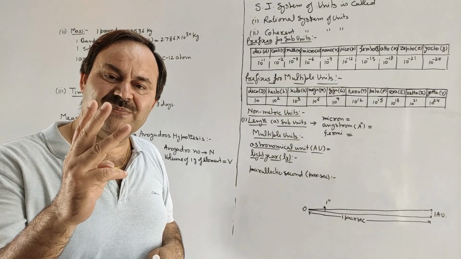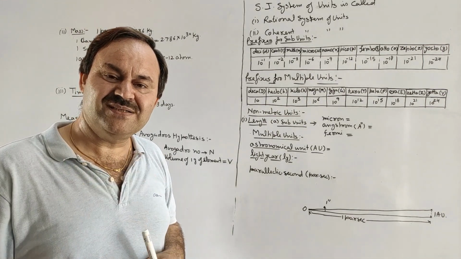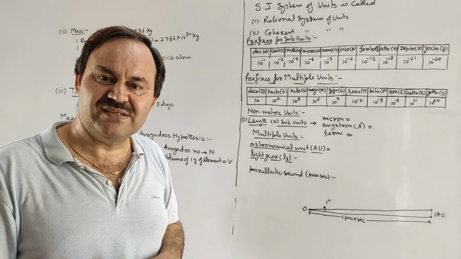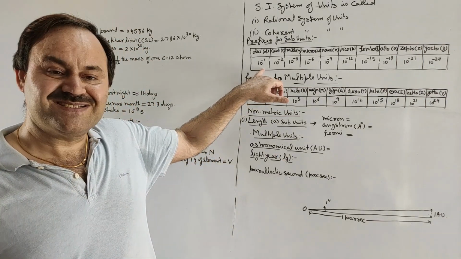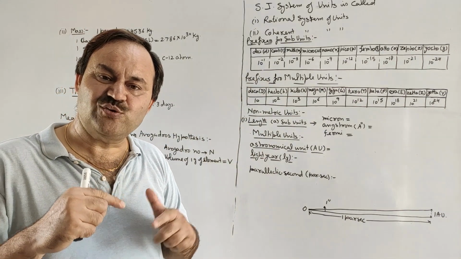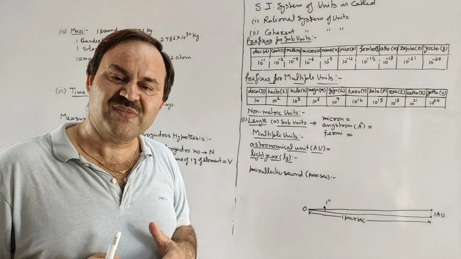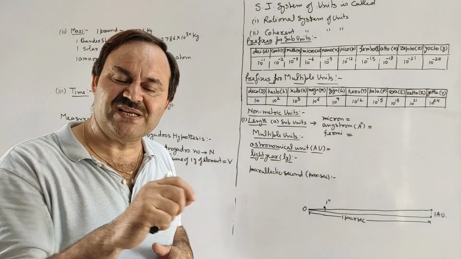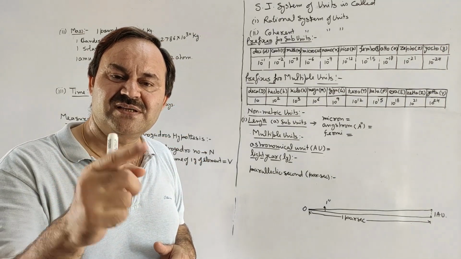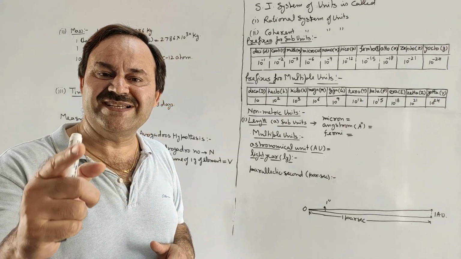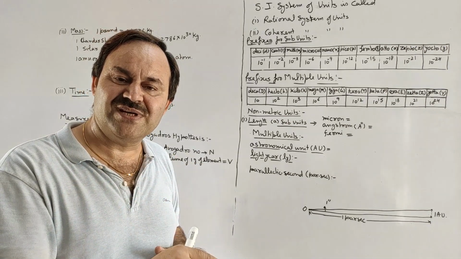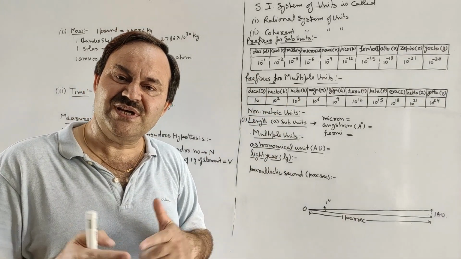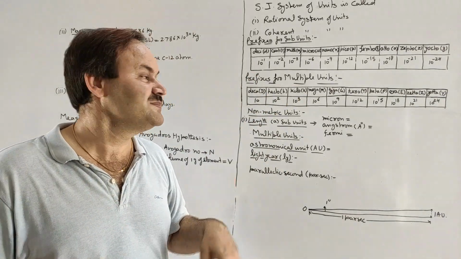First three will be in multiples of 10, and after that multiples of 10 to the power 3. So first is deci. Deci means 10 to the power minus 1, and if we are saying decigram, then 10 to the power minus 1 gram, decimeter 10 to the power minus 1 meter, deciampere 10 to the power minus 1 ampere. It means these prefixes can be used in front of any unit.